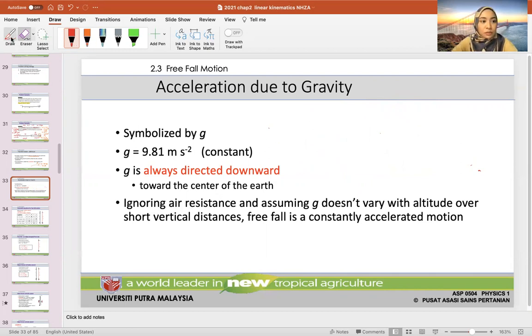Ignoring air resistance. Untuk physics, kita selalu ignore air resistance. Kalau orang yang letak air resistance dalam equation dia tu, kita panggil apa? Rebel. Panggil rogue lah. So typically in physics, we just ignore air resistance, sebab it really messes up all calculations. It's hard. And assuming g doesn't vary with altitude over a short vertical distance, free fall is constantly accelerated motion.